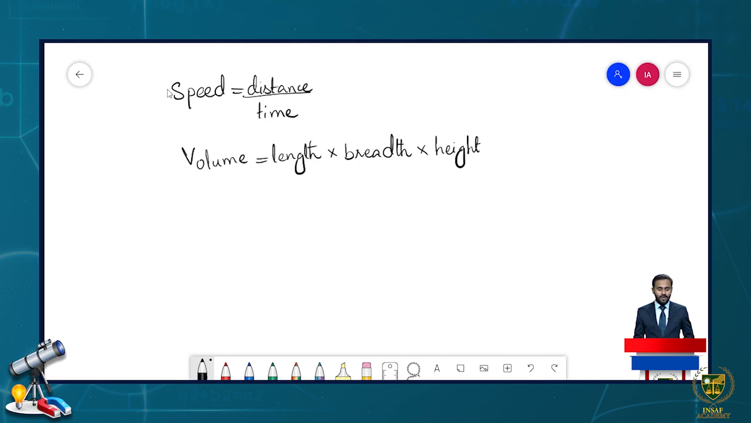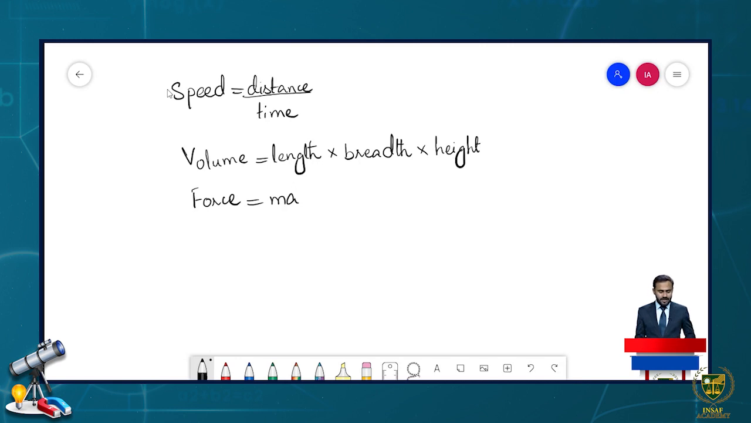Now the next one, which is C, and the C part is force. So we know that force is equals to mass into acceleration. So ab jab hum baat karte hain mass ki, to mass to ek base quantity hai, but what about acceleration?